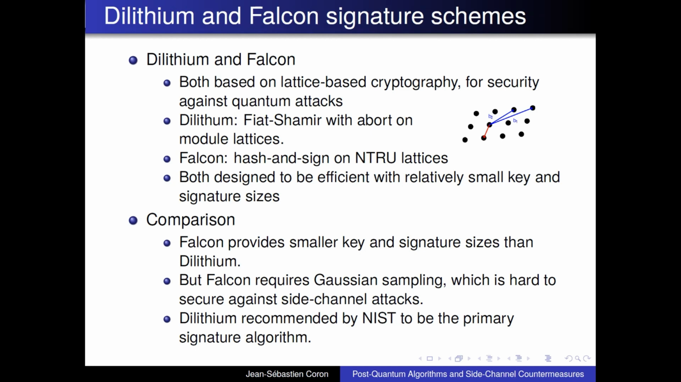So what's the difference between the two? One advantage of Falcon is that it provides slightly smaller keys and signatures compared to Dilithium. But one drawback of Falcon for side-channel attacks is that Falcon requires Gaussian sampling, which appears to be hard to secure against side-channel attacks. So eventually, Dilithium is the primary signature scheme recommended by NIST for post-quantum security.